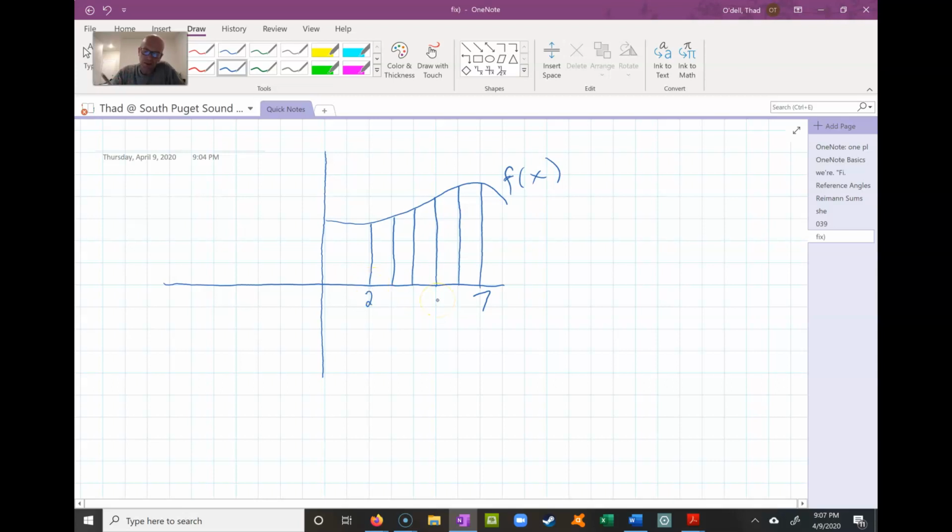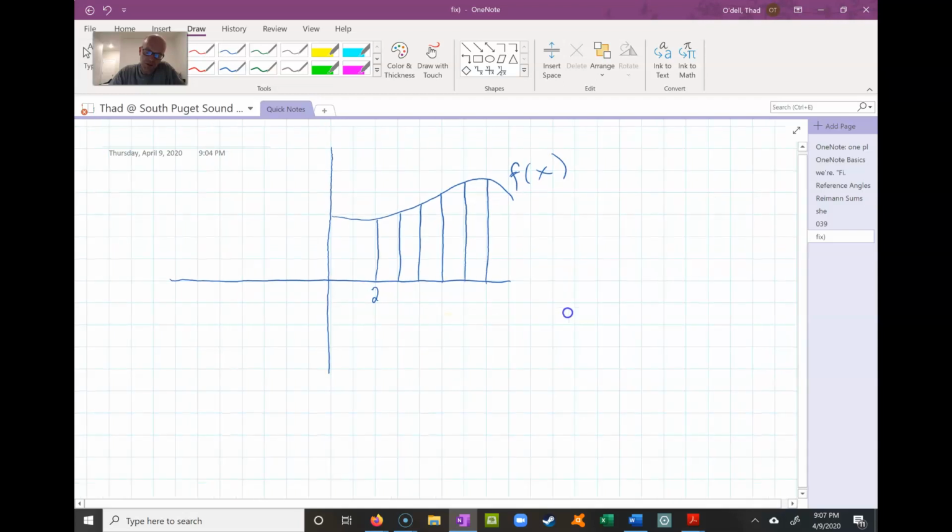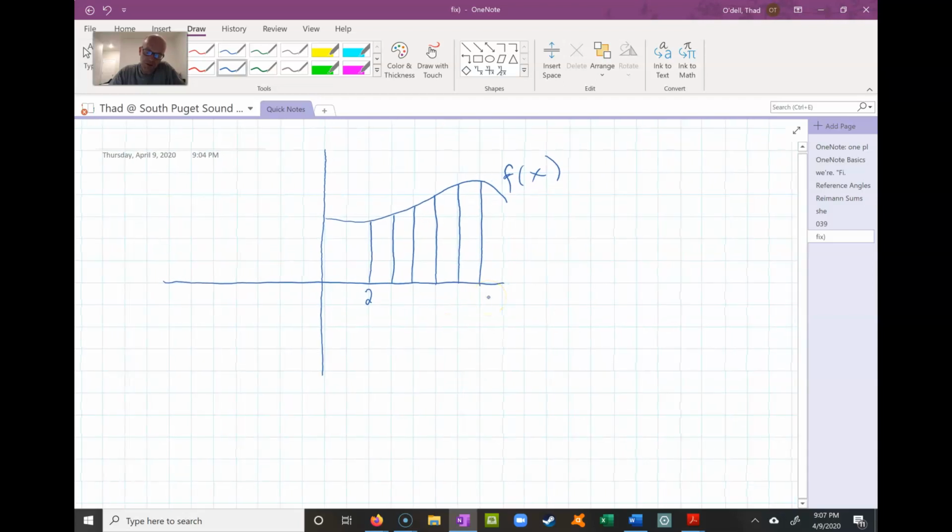So in this case, we're going to use 1, 2, 3, 4, 5. Let's actually change this to x equals 4. Let's go to here. Call this 5. Okay.